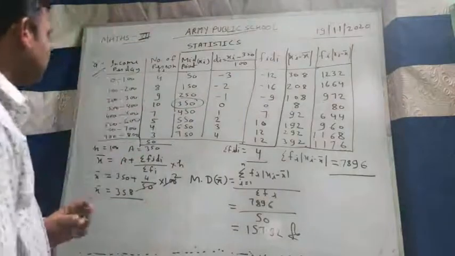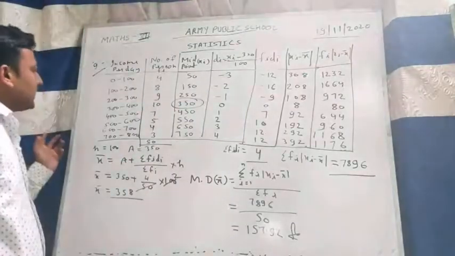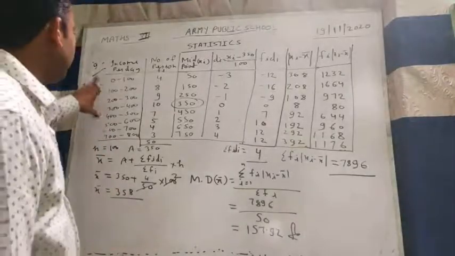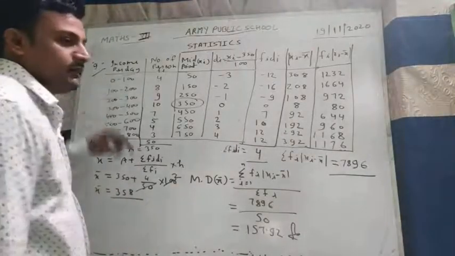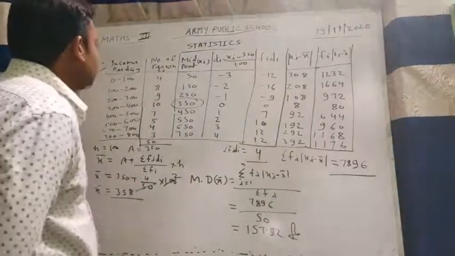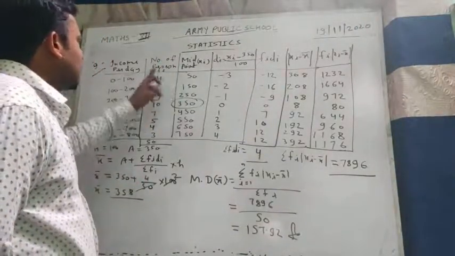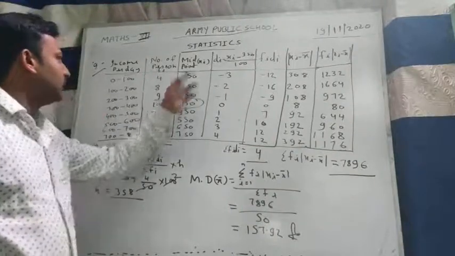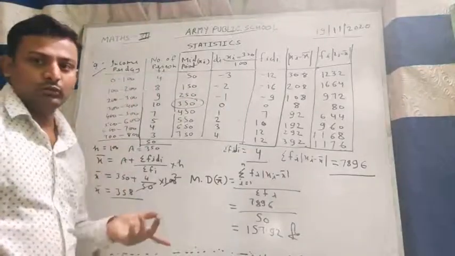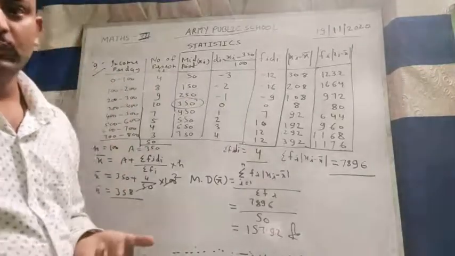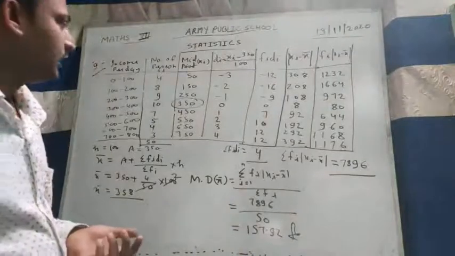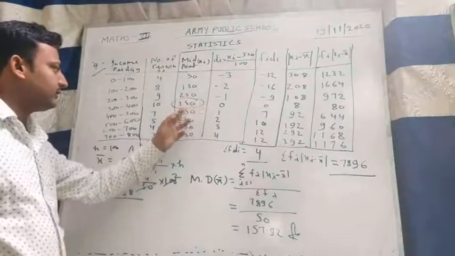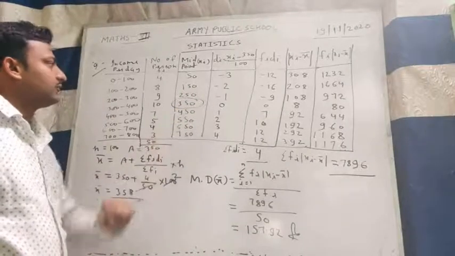So nothing more we have to do in this question, very easy question, just calculation is long. What we have been given is the income per day, which is in the form of class interval, and the second thing is number of persons, which is our frequency. Then first we find what? Midpoint of class interval, you know how to find. We will take the lower limit and upper limit and divide by 2. So we get 50, 150, 250, 350, 450, 550, 650, 750.